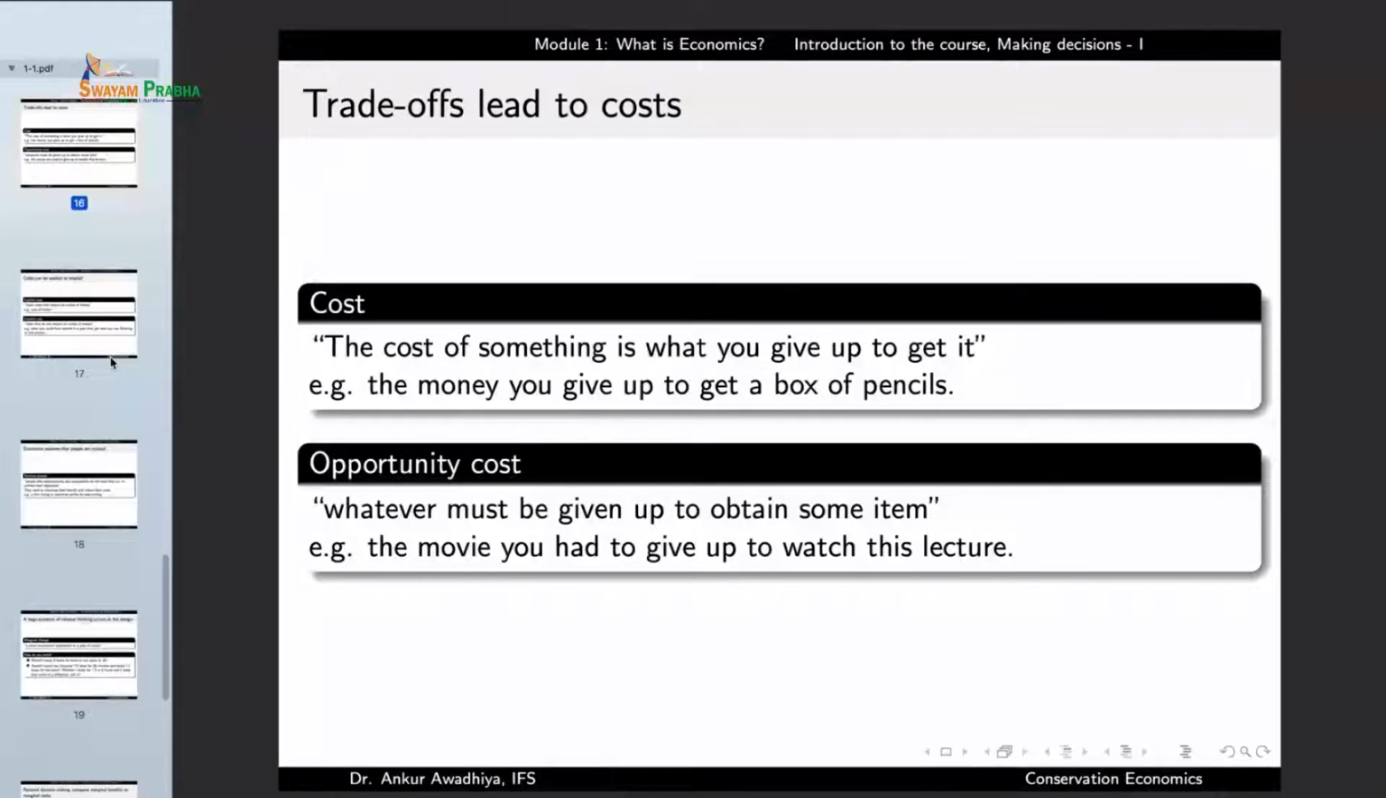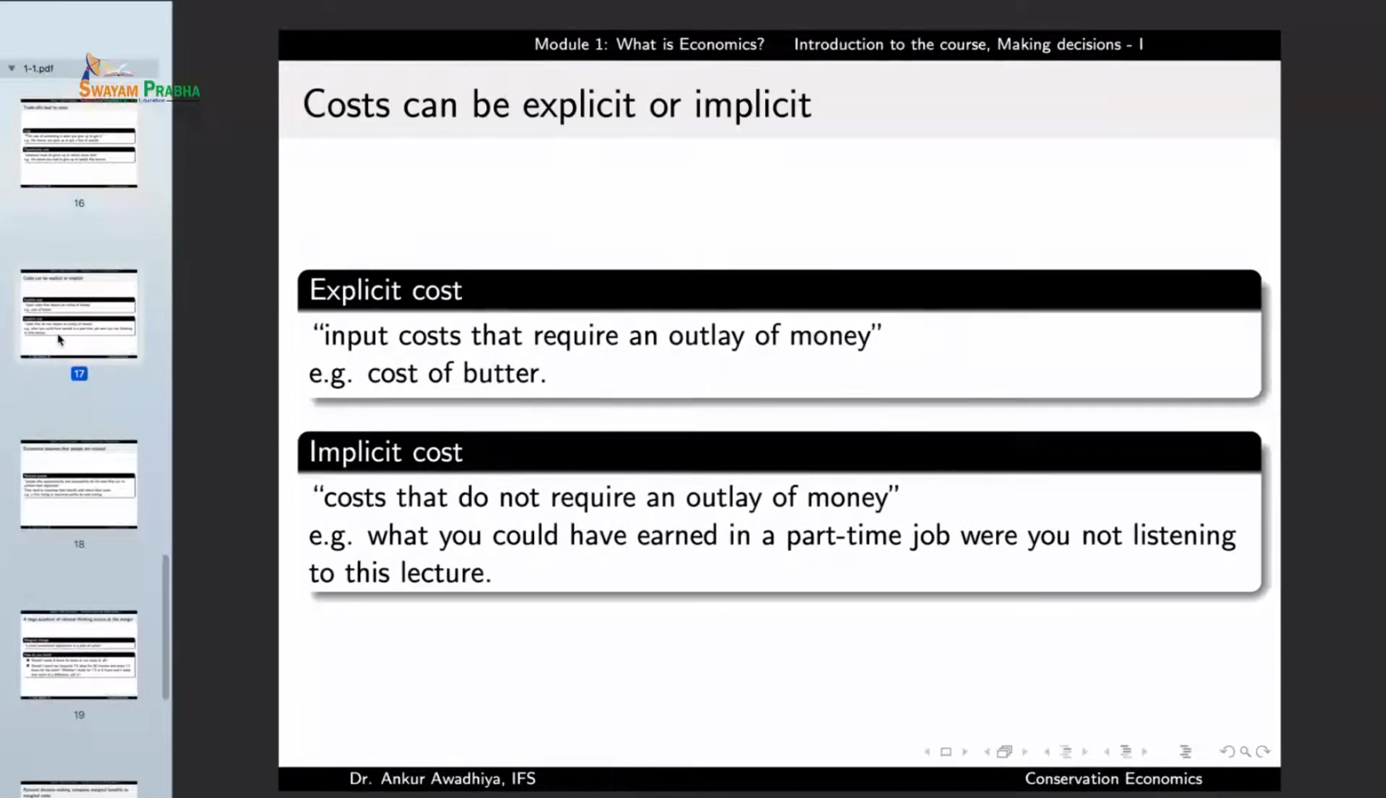So when you are watching this lecture, you are not able to watch a movie. So the movie is the opportunity cost of watching this lecture. Because we have a trade-off, we have a cost. And when we have costs, these costs can be explicit or implicit.